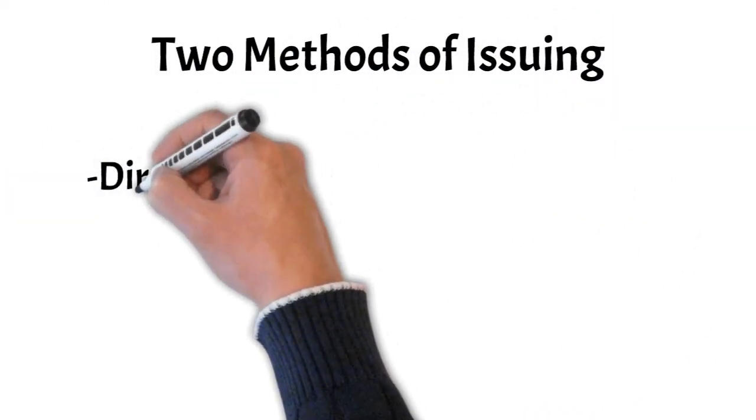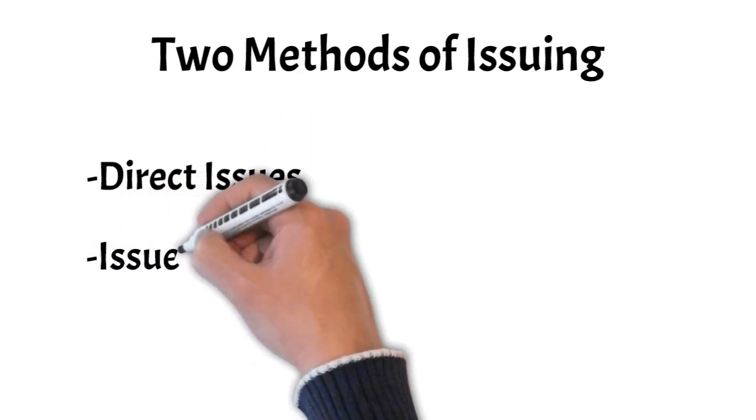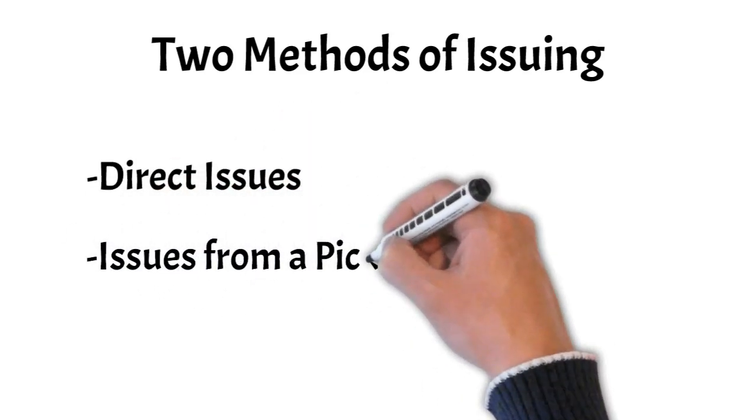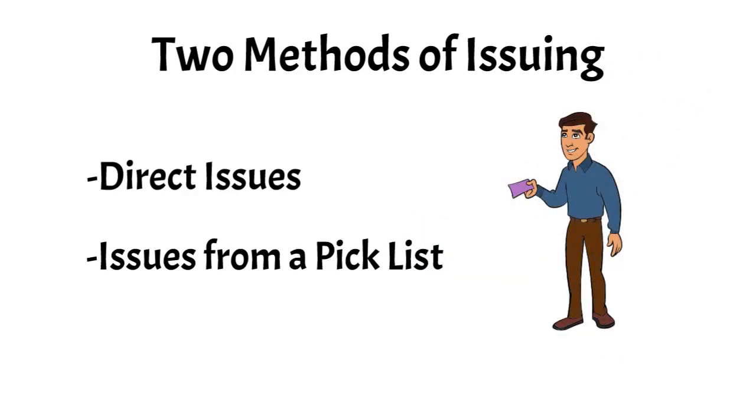The most common inventory transaction that occurs in a storeroom is issuing supplies to a department. There are typically two types of issues from a perpetual storeroom, namely direct issues and issues from a pick list. We will cover each of these in the next two slides.